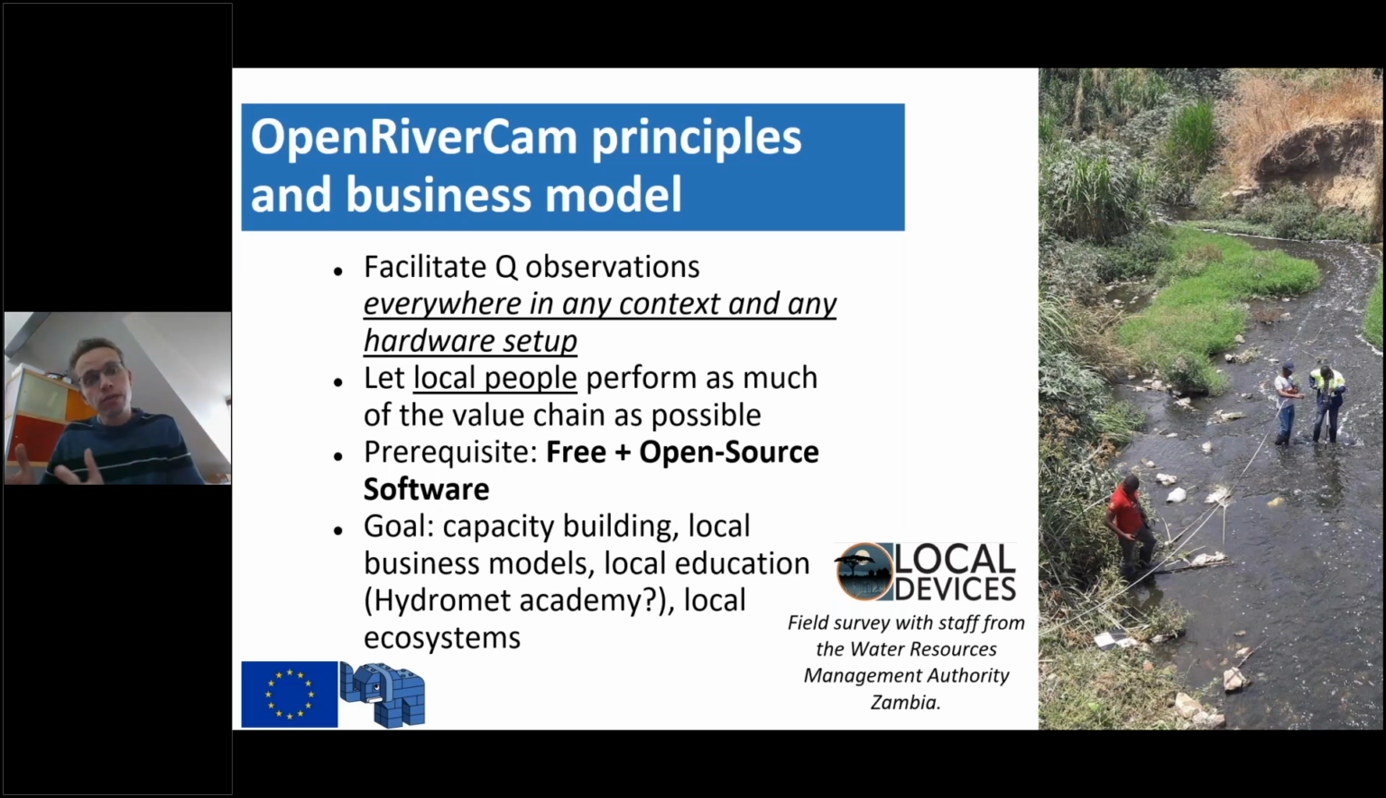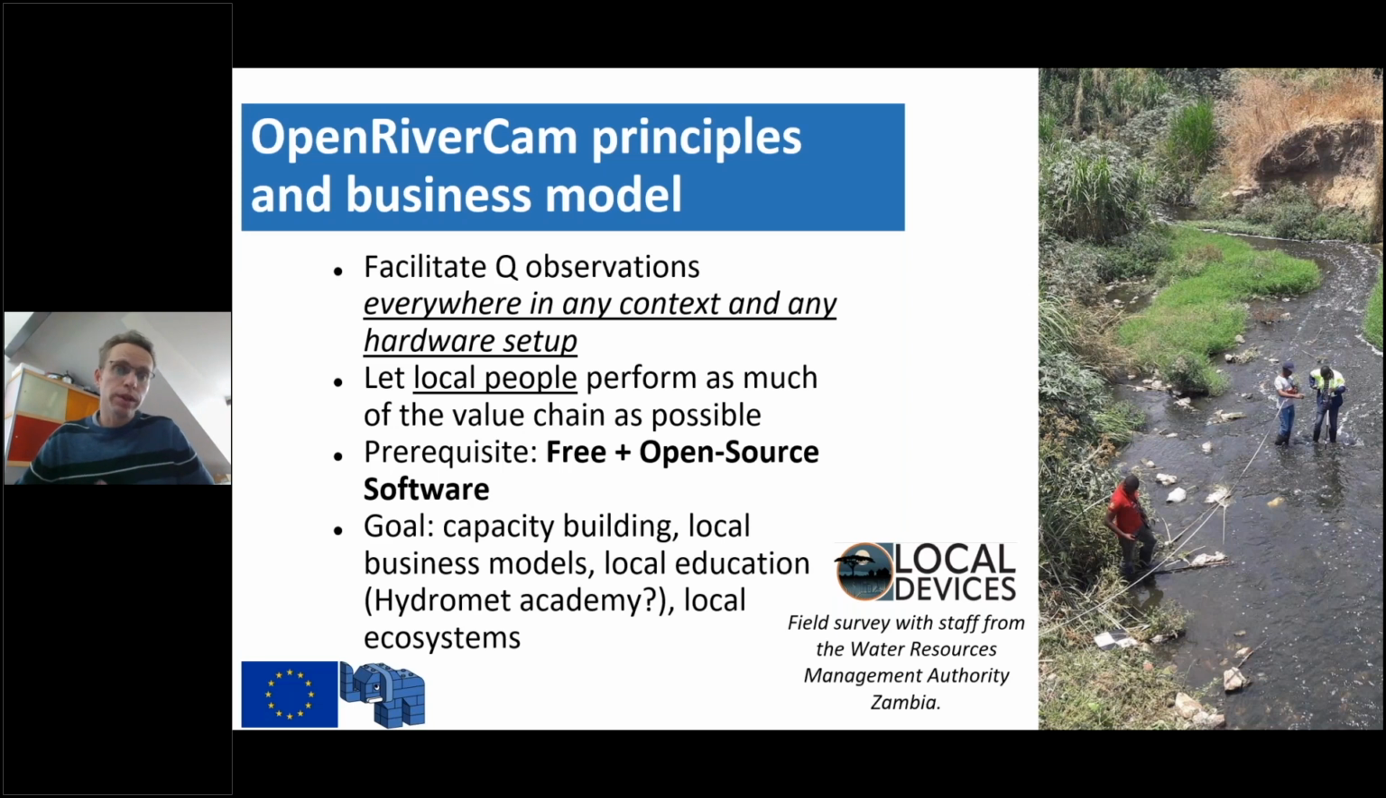And then the idea is to really move parts, and I think that is the only way that we can make technologies more affordable, to move a large part of the work along the value chain to the local ecosystem, so to local people, and let them perform as much of the value chain as wherever we can. Now, a prerequisite for that is that the software that we use is free and open source, and that it is also easy to deploy and work with.